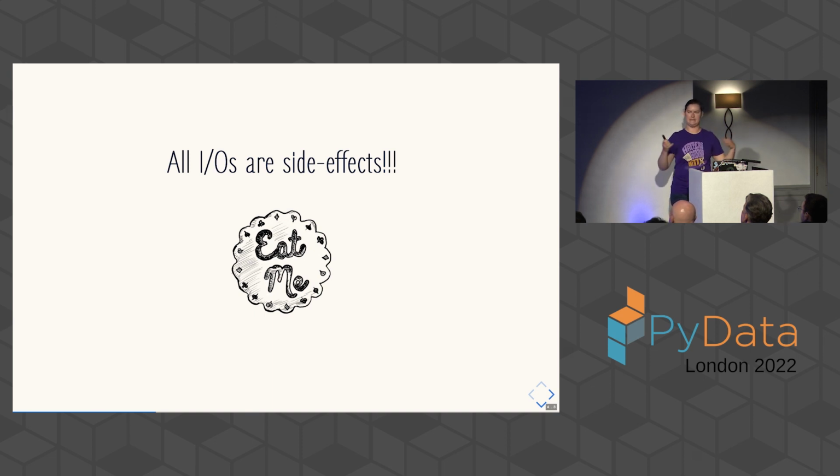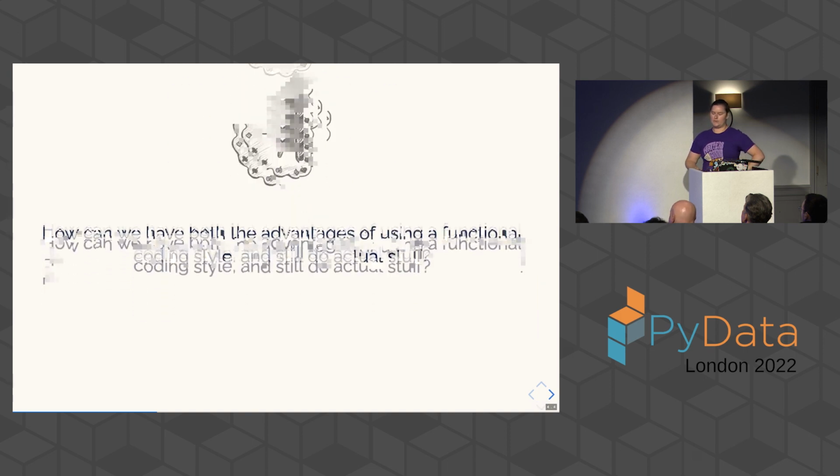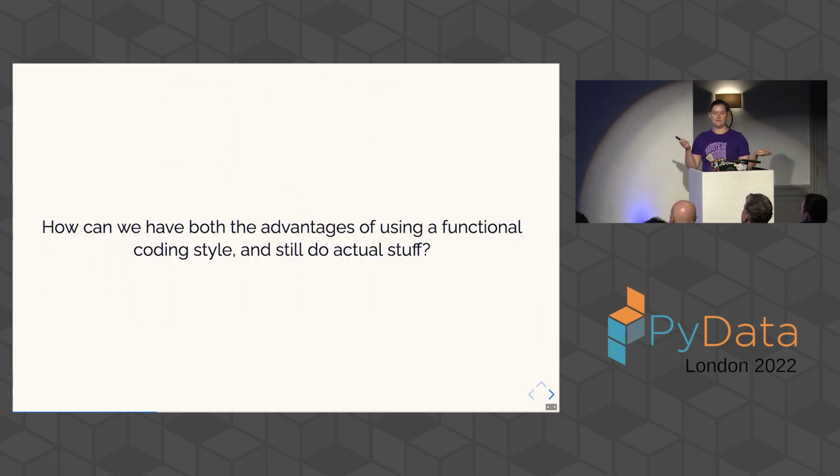So that means I need to get data from a hard drive or from an external API, I need to get data in. And once I've computed something, I need to be able to save my model somewhere. I need to be able to return predictions to the database. So I need to make a lot of IOs, so inputs and outputs, in order for my code to do anything. So you're wondering, how can we have both the advantages of using pure functions, and still do stuff in the real world?